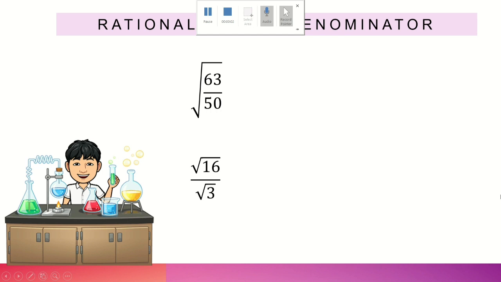Alright, let's try to answer these last two remaining problems. Suppose we're going to simplify and rationalize square root of 63 all over square root of 50. Again, we can rewrite this one as square root of 63 all over square root of 50. Let's try to simplify first the numerator and the denominator. Let's see if we can simplify them.